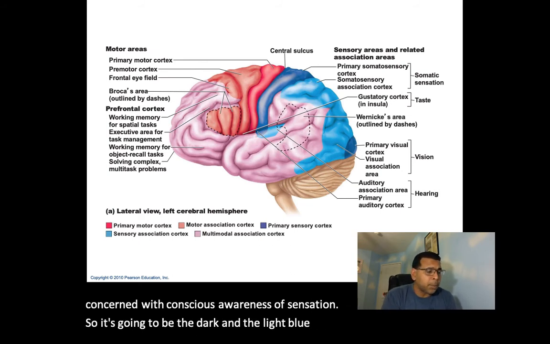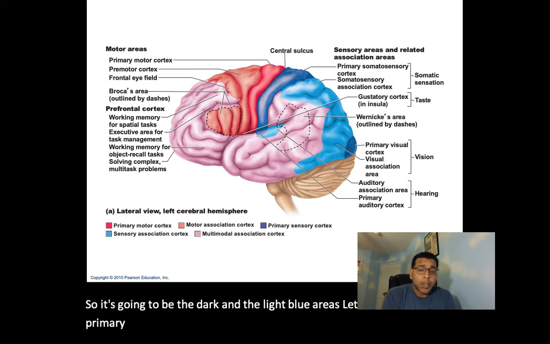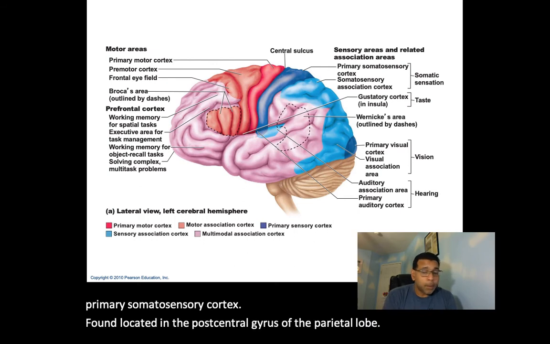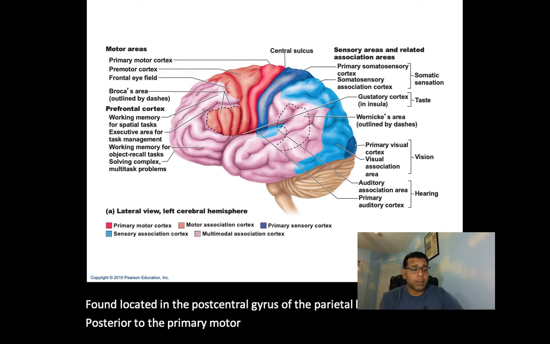Let's talk first about the primary somatosensory cortex. It's located in the postcentral gyrus of the parietal lobe, posterior to the primary motor cortex.